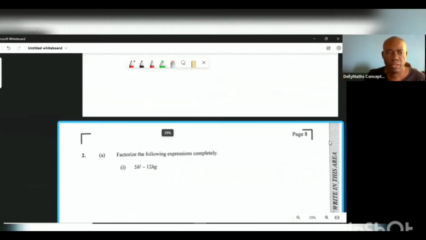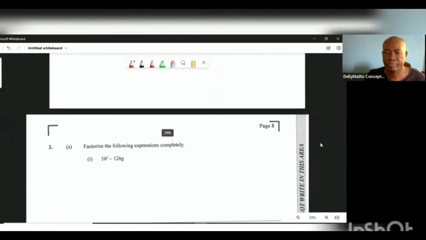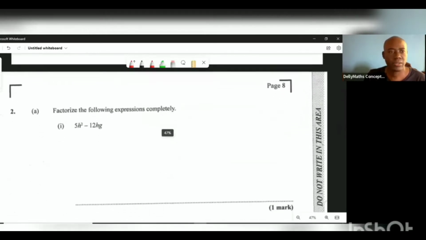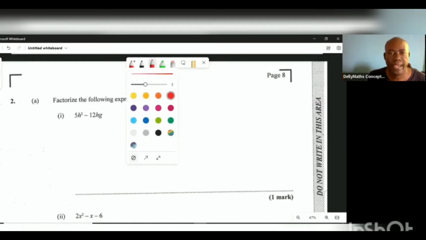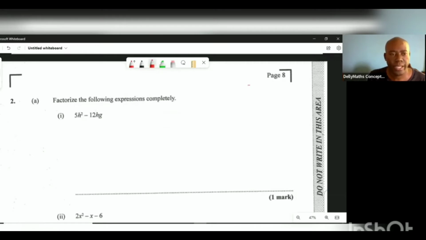Right? So here is our next question. The next question says factorize the following expressions completely. So we're actually looking at 5h squared minus 12hg. The common factor here is just h, because there is no number apart from 1 that can go into 5 and go into 12. So it's h, open the bracket. h into 5h squared, we're going to be left with 5h, and h into 12hg, we're left with 12g.